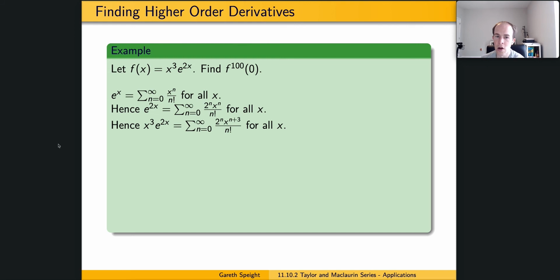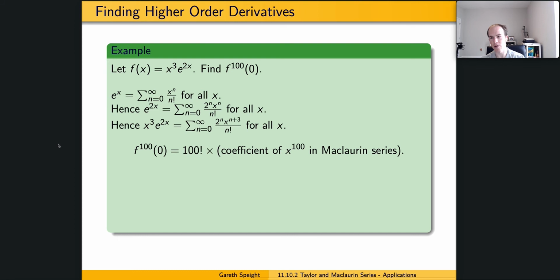Okay, so now we have the Maclaurin series for x cubed e to the 2x. We can go backwards and use our formula that was on the previous slide. We said the 100th derivative at 0 is 100 factorial times the coefficient of x to the 100 in the Maclaurin series. So we have to figure out where the term x to the 100 appears. So when does 2 to the n, x to the n plus 3 over n factorial give us a term that includes x to the 100? Well, x to the n plus 3 should be x to the 100. So n plus 3 should be 100. This happens when n is 97.